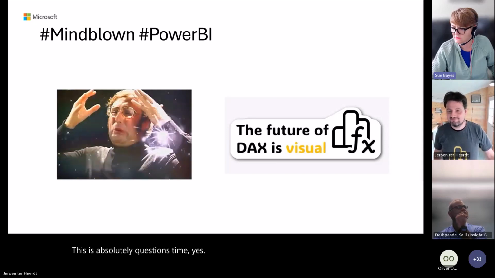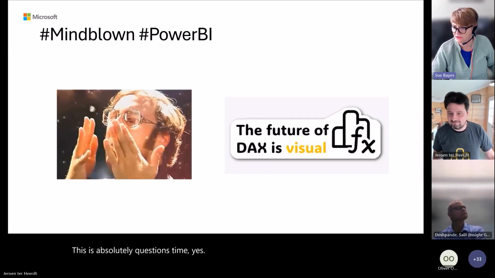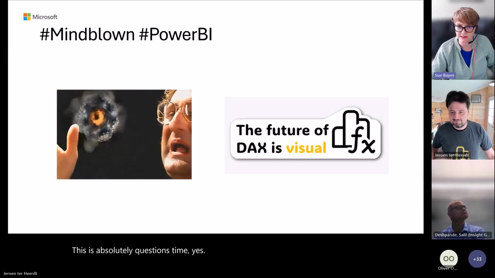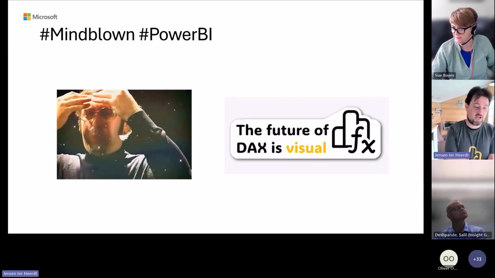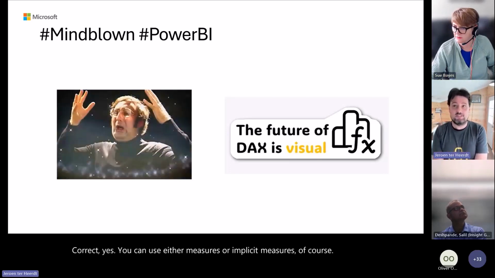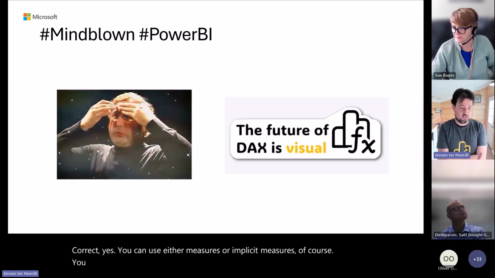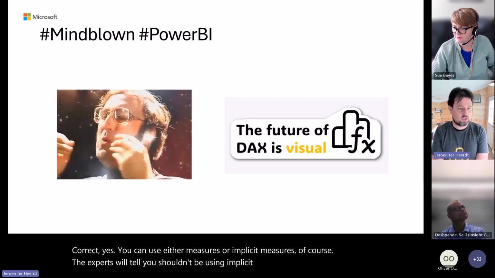So first question from Christian was, Visual Calcs works the same on visuals using either measures or implicit measures, right? Correct. Yes. You can use either measures or implicit measures. Of course, the experts will tell you shouldn't be using implicit measures, right? Yep. But we didn't block you from doing that.